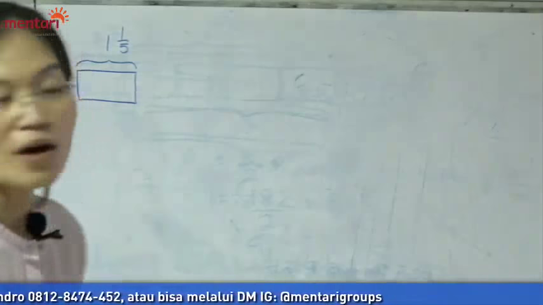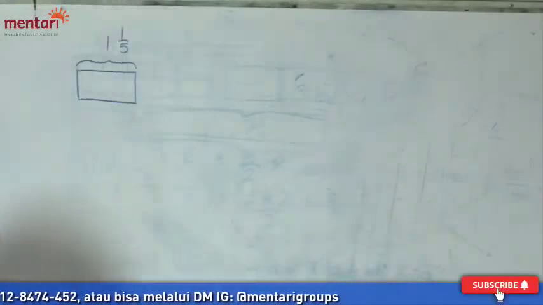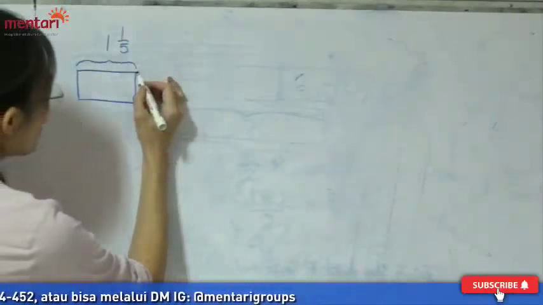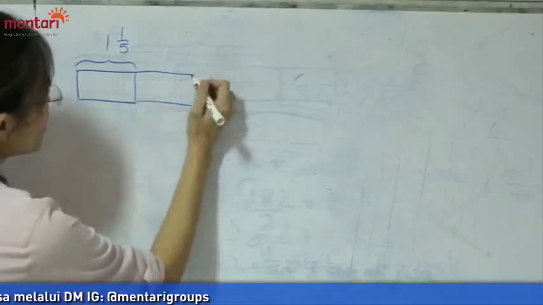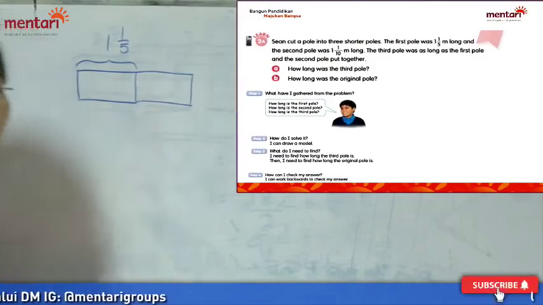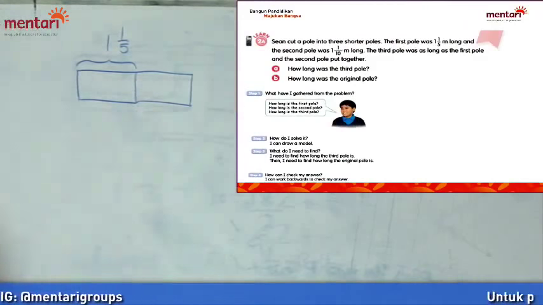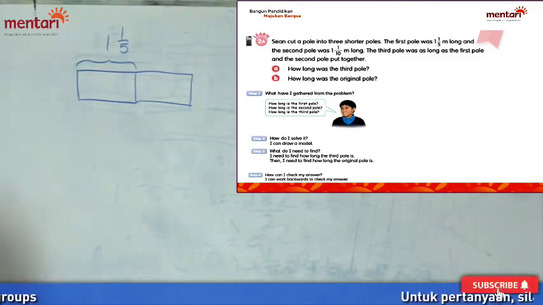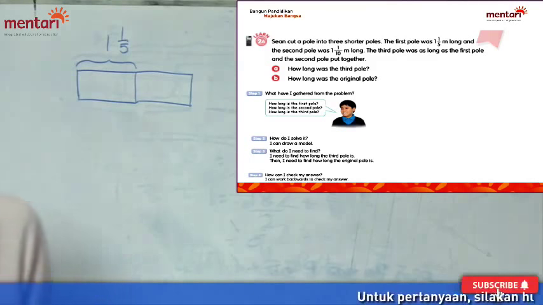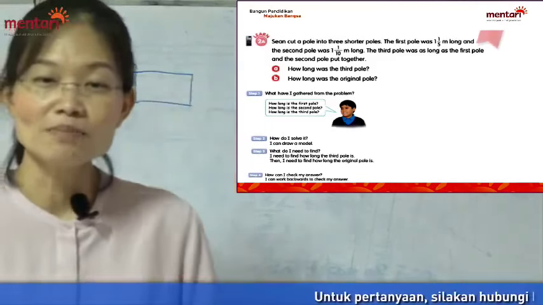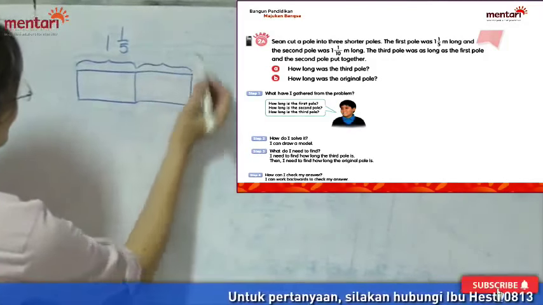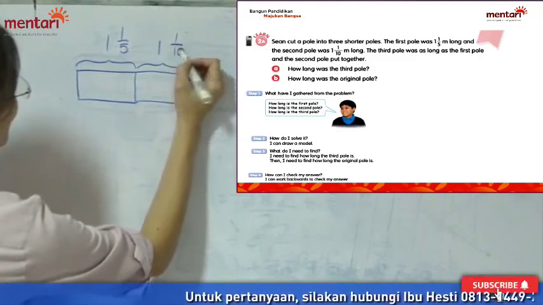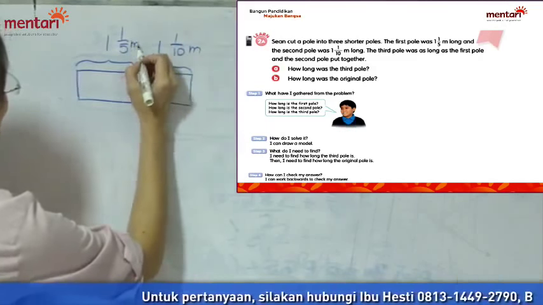The second pole was a 1 1/10 meter pole. Right, I can draw another rectangle. I think it is shorter because I think 1 1/10 is less than 1 1/5. But never mind, you don't need to be very exact, okay? Because the bar model is just helping you to figure out and to turn the word problem into a drawing. So how long is this? It is 1 1/10. Okay, I put meter here and meter here.